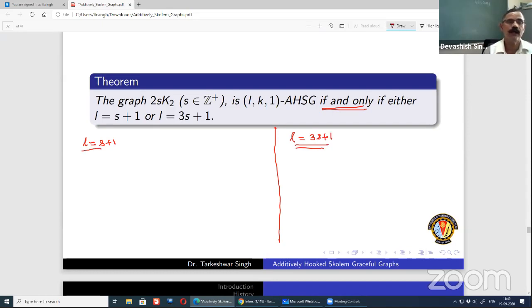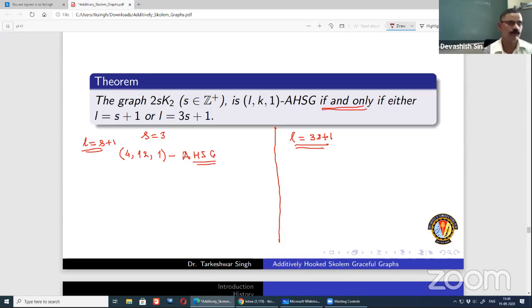So let us take s as 3 here. So now what I am going to get is 3 plus 1, 4, so I am going to get here 4, comma, 12. Here k is 12, because starting from k, I am going to increase by 1. This is the case I am going to consider, an additively hooked Coulomb graph.